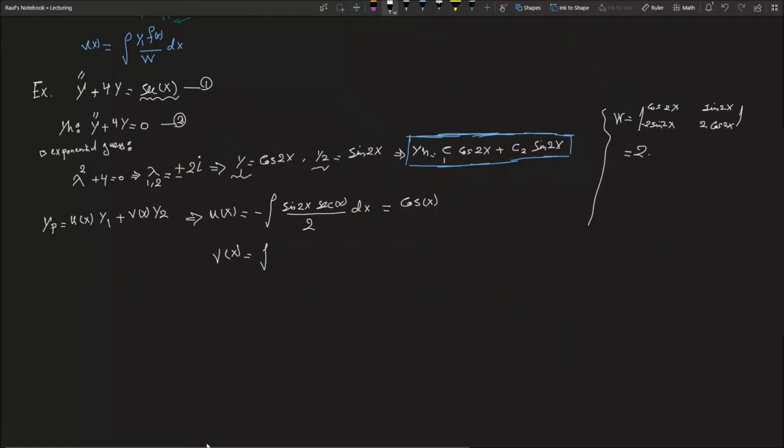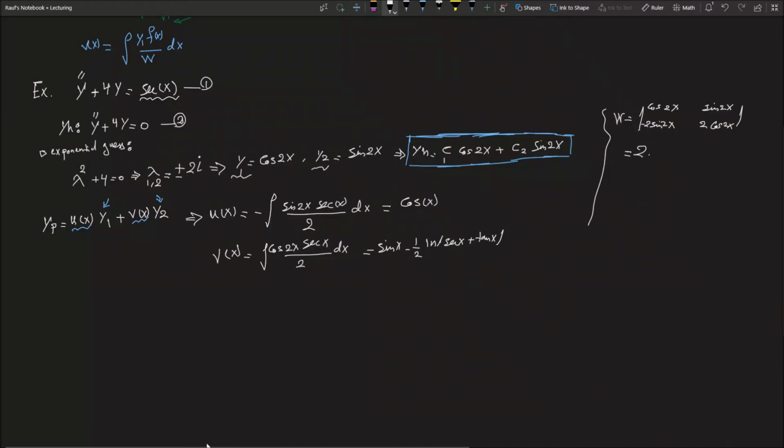So this can be cosine 2x secant x over 2 dx. That will give you sine of x minus 1 over 2 ln of secant of x plus tan of x. Okay, so in here we found our u of x, we found our v of x, we already have y1 from the homogeneous part, and we have y2.